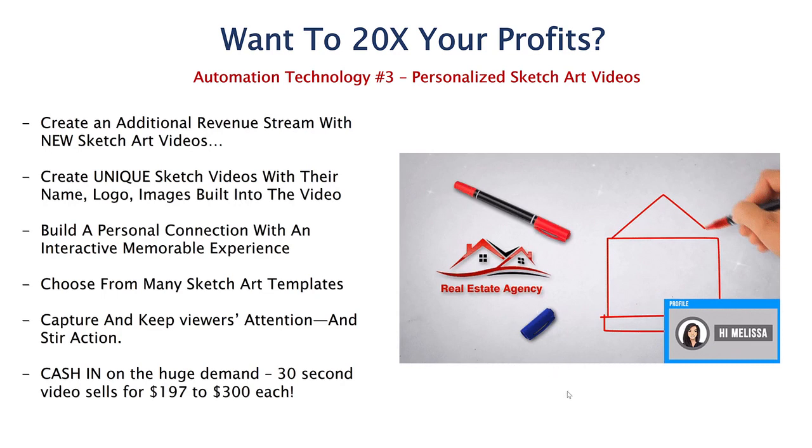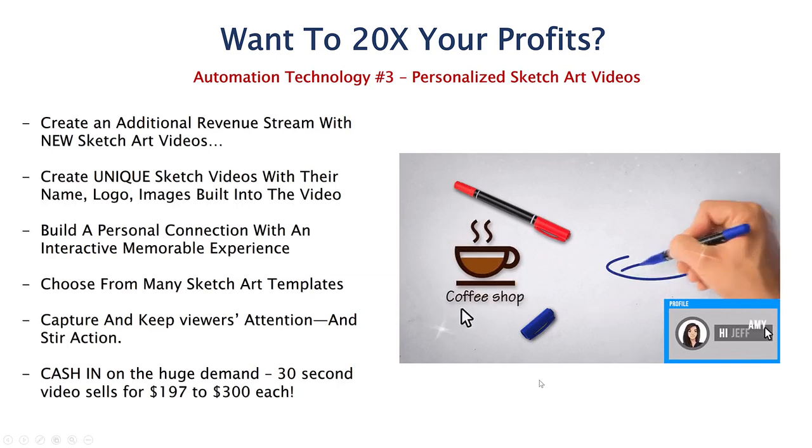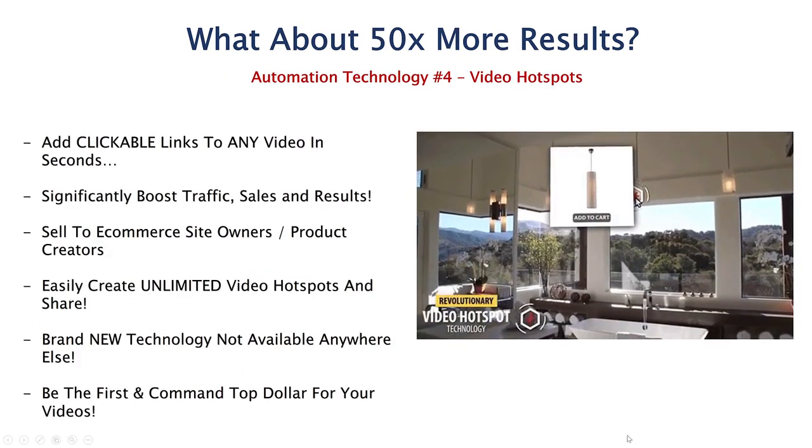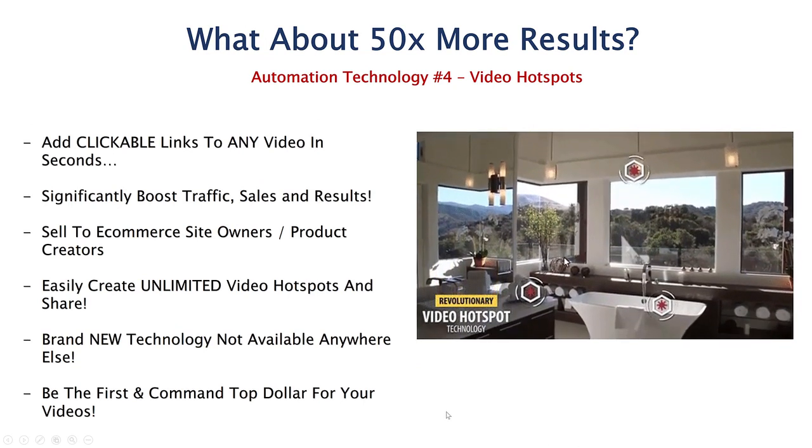And what if you want to 50x more results using the power of next generation technologies that people will pay you for all day long? One of the big mistakes a lot of people make is thinking it's just about offline businesses like dentists, chiropractors, and so on. Online businesses as well need these futuristic technologies. There are 500,000 Shopify stores right now, and millions of other e-commerce websites. They would pay for this next technology I'm going to be talking about, which is about getting 50 times more results, called video hotspots, automation technology number 4.